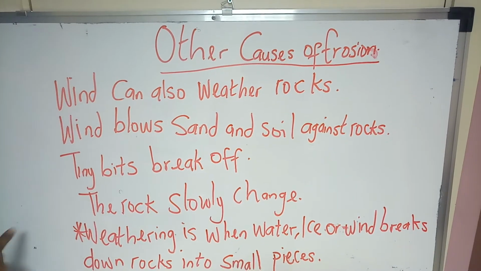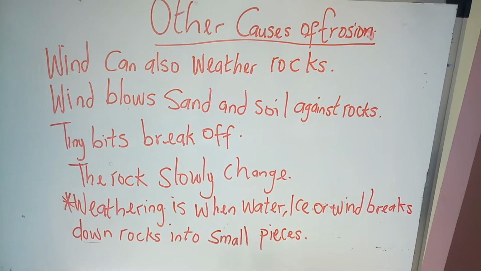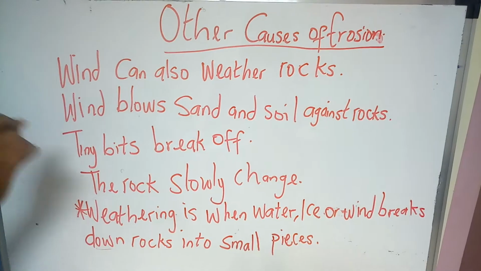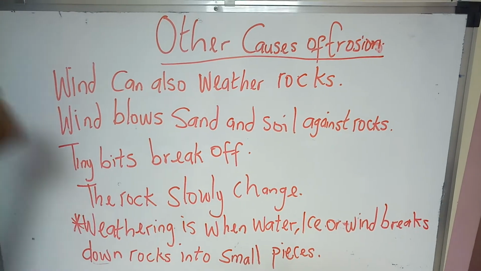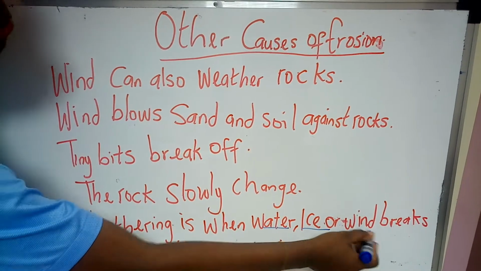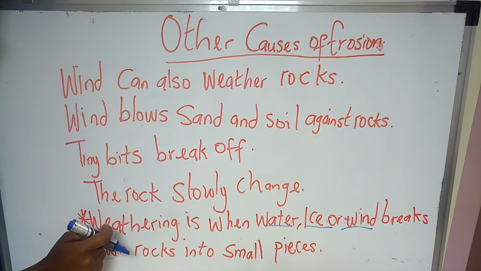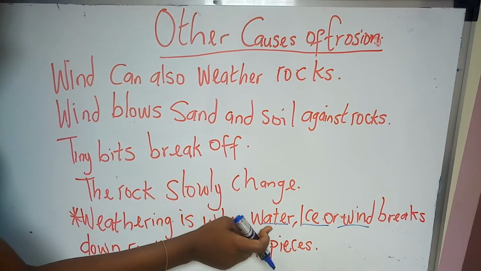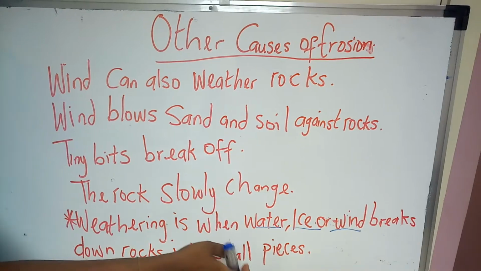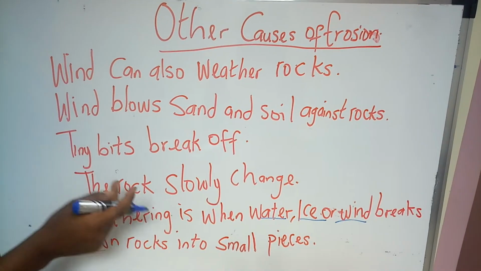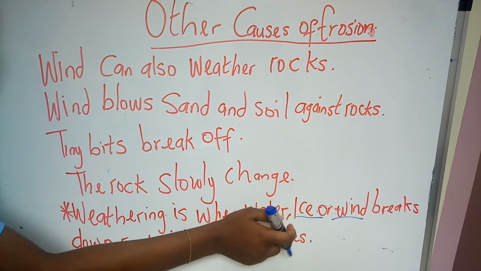Now, before I start this topic, do you remember weathering? I taught you weathering and erosion are slow changes. They change the land slowly. Weathering is when water, ice, or wind breaks down rock into smaller pieces. Last week we talked about how water and ice break the rock. I know you remember this.